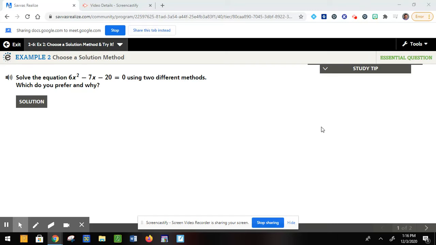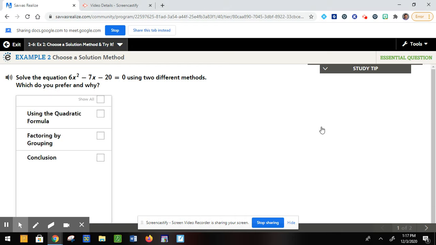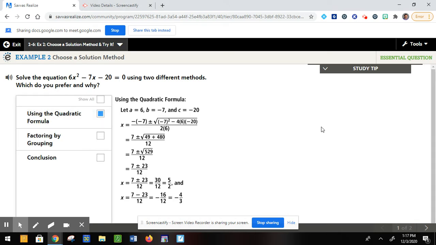Okay, so now we're going to look at an equation to solve using two different methods. And then we'll talk about what's more preferential and why. So first we're going to use the quadratic formula, same deal as we did in example one. You take the a, the b, and the c, you substitute into the formula, and you simplify it out.